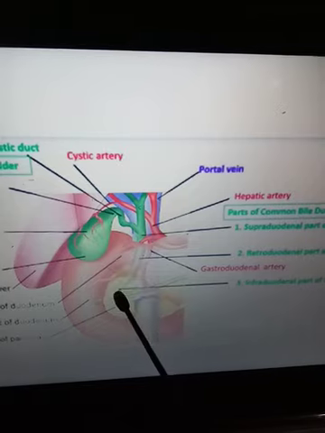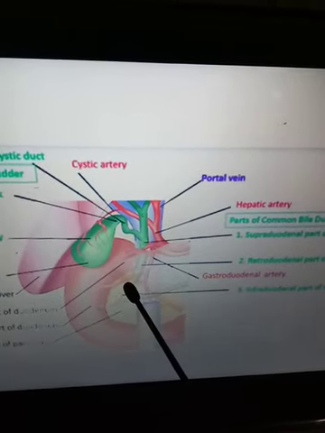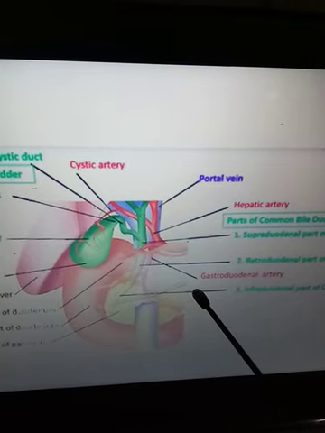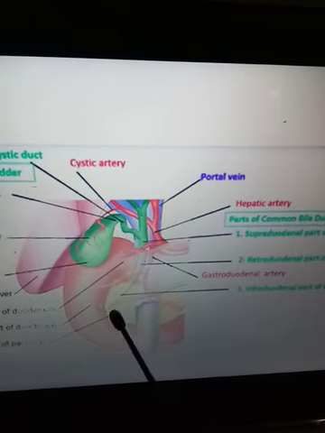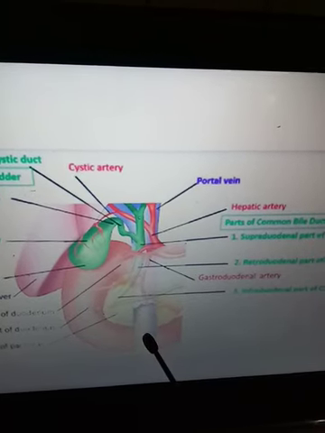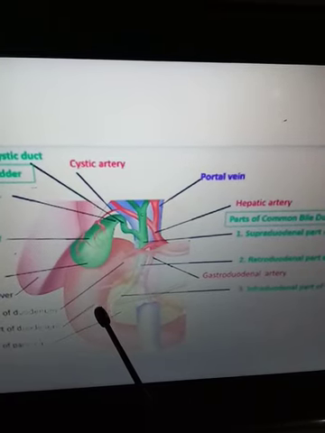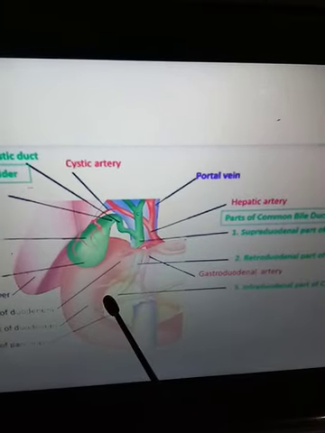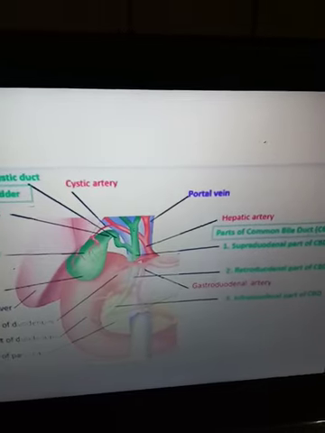Then for the third part, infraduodenal, it has anteriorly the head of the pancreas, and posteriorly again the inferior vena cava. The intraduodenal part, its course is oblique. And this intraduodenal part is formed by the union of the bile duct with the main pancreatic duct.